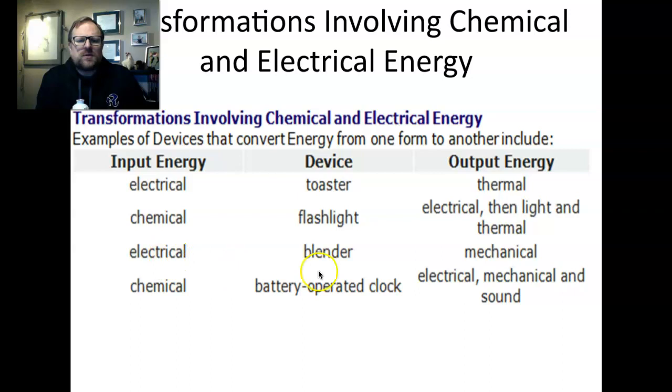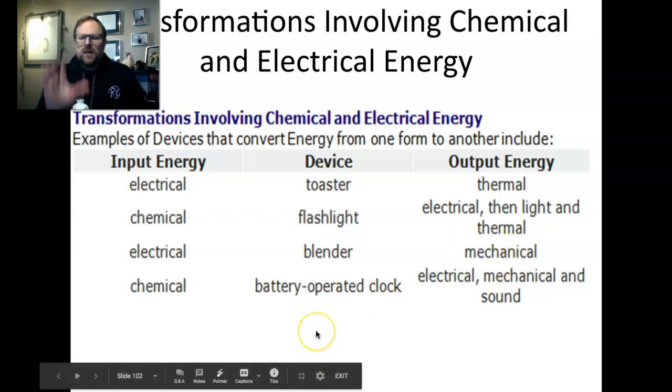Electrical energy can start out with a blender, right? A blender, plug it in, turn it on. We have electrical energy flowing through the circuit in the blender, which eventually turns the little wheel on the blender that spins the blade, which is mechanical energy. Okay, so that's all I'm going to talk about for those transformations.